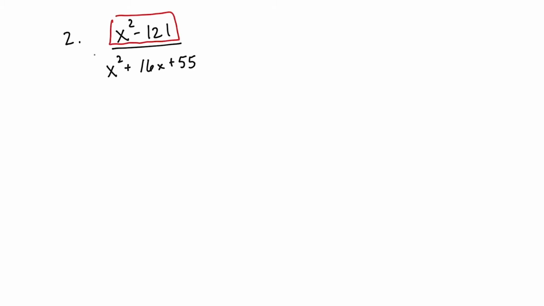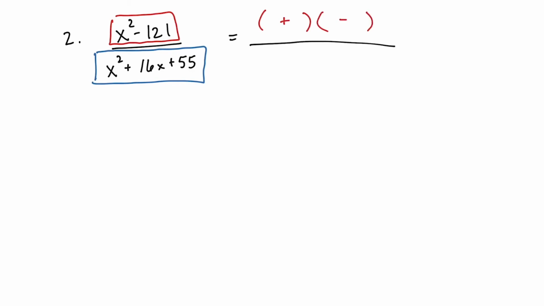A little bit different factoring here. Now the numerator, you might not recognize it right away, but it is a difference of 2 squares. Which means it's going to be the same thing in both terms, just one's positive, one's negative, and you take the square root. The square root of x squared is x. I want this in red. And the square root of 121 is 11. This only works if they're perfect squares.